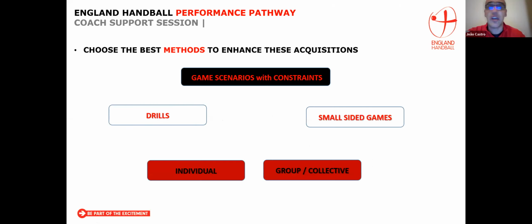Now, how can we put all of this together? From my view, using all of this, it needs to be a mix of all of this. Game scenarios with constraints, some drills, some small-sided games, working more on the individual than on the group in the collective, but also working on the group in the collective. A little bit of everything.